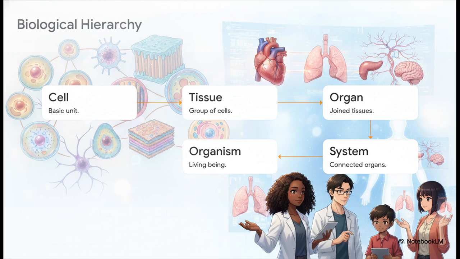Tissues group together to form an organ, like, say, your heart or your lungs. Organs connect to form a system, like your respiratory system. And finally, all the systems working together create the complete organism. It is literally incredible how single building blocks stack up to create complex living beings like us.